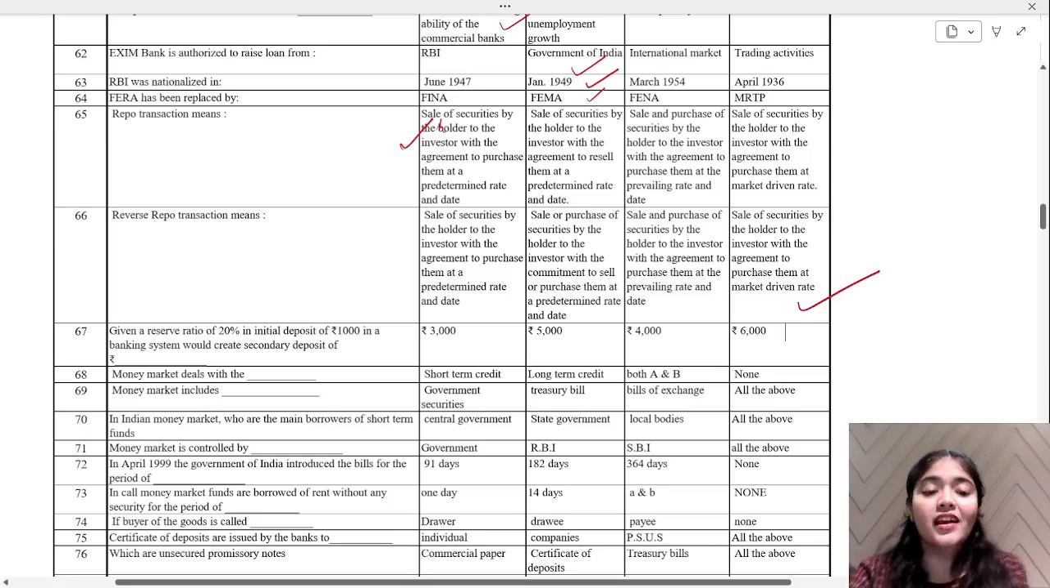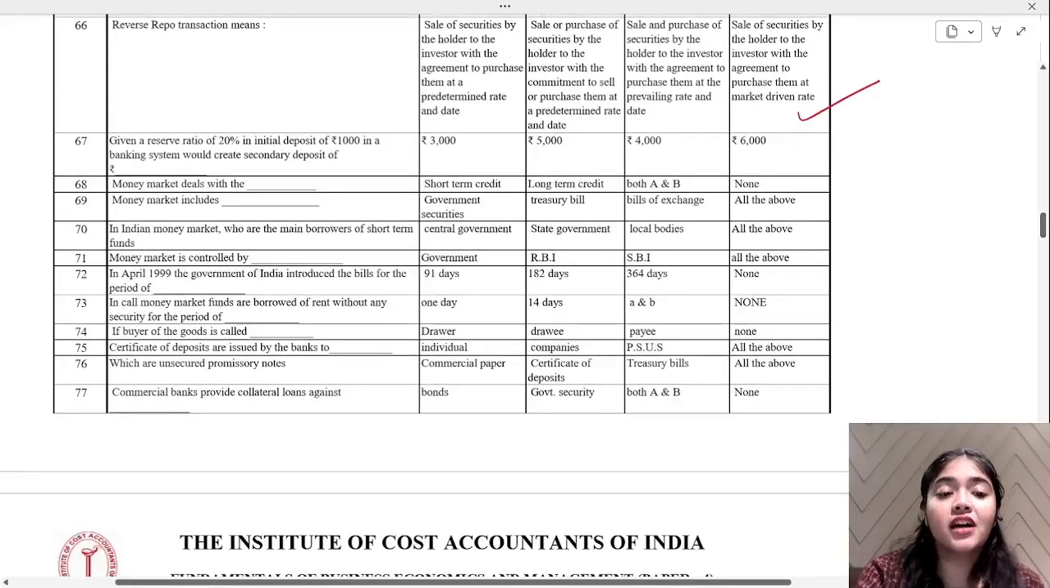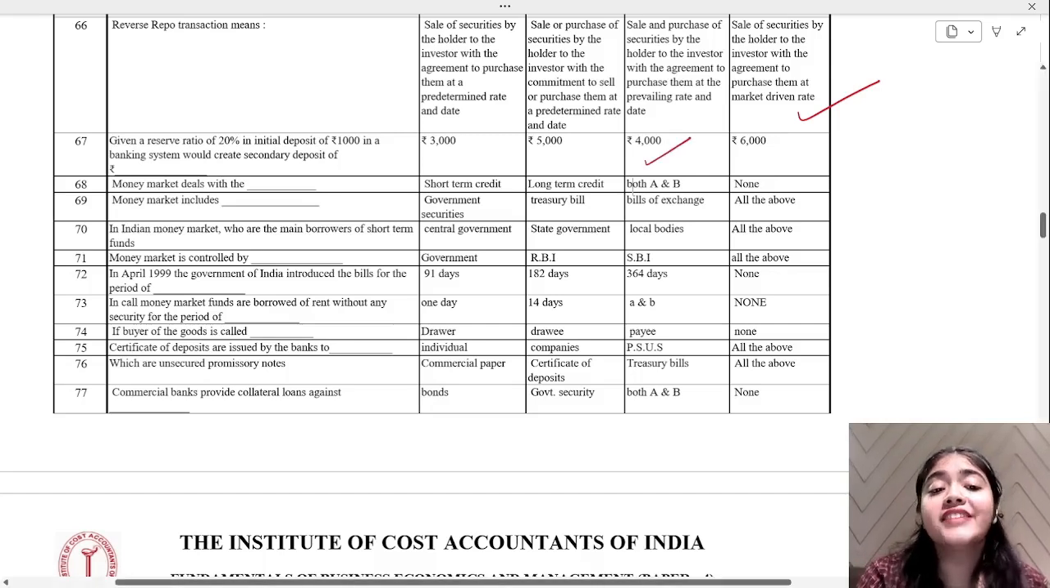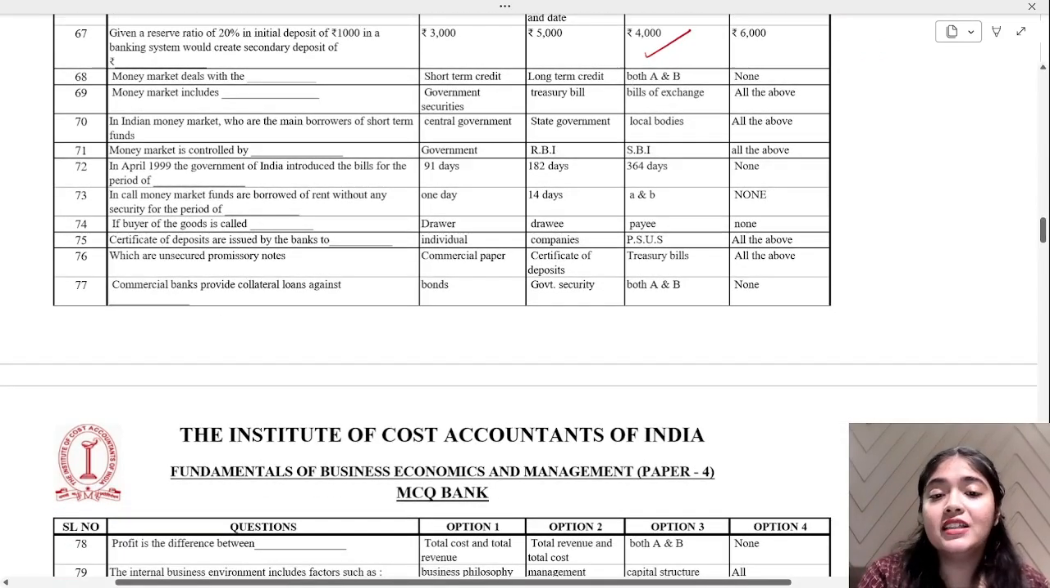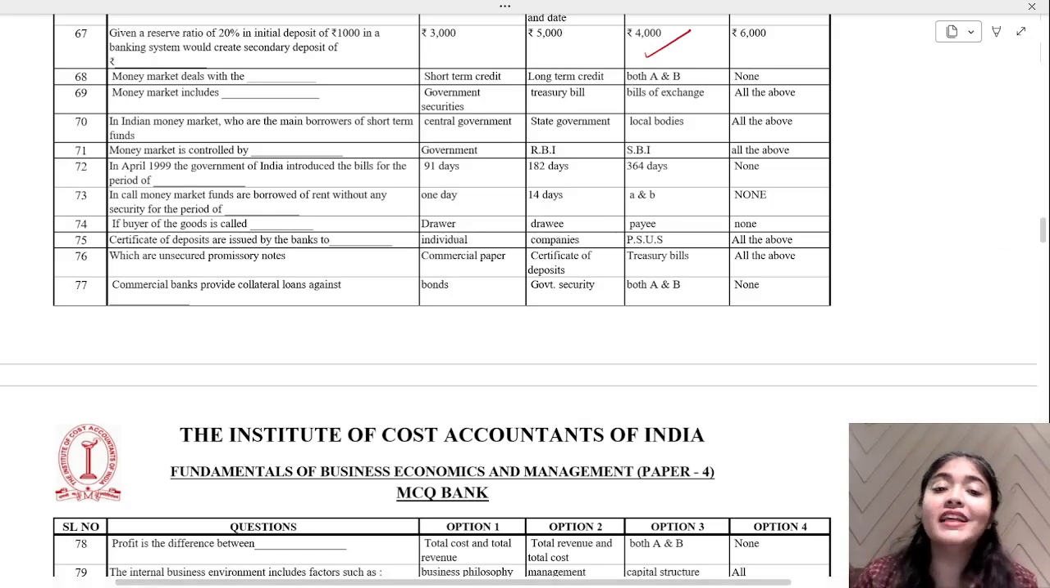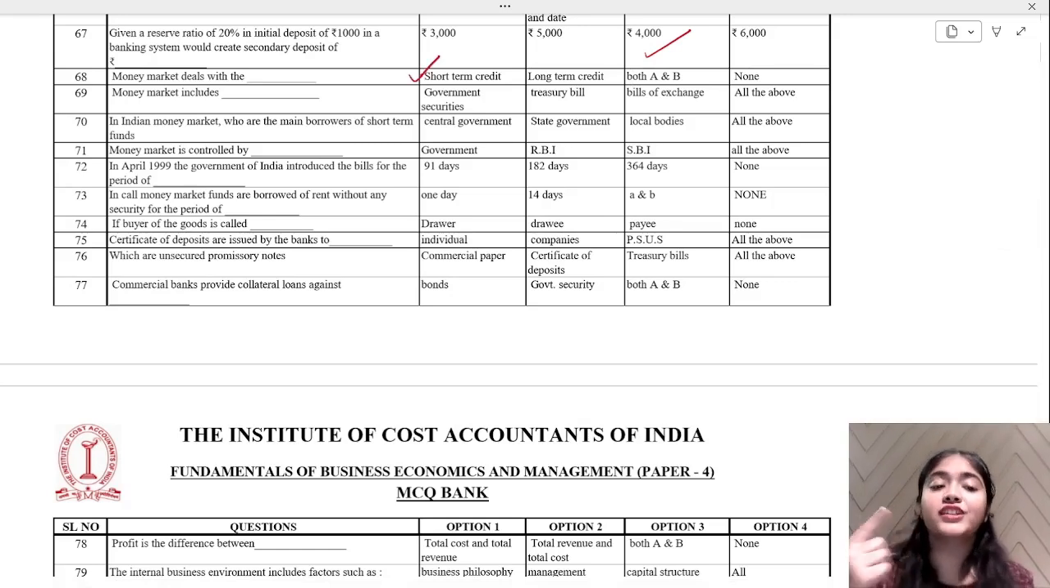Correct. Now, what they have said further, given a reserve ratio of 20% and an initial deposit of 1000 in a banking system, would create a secondary deposit of how much? Yes, calculate it and tell me. Very good, correct. It is going to create a secondary deposit of rupees 4000. Money market deals with short-term credit, long-term credit, both A and B, or none. Yes, money market will deal with short-term credit. Money is the fast-moving thing.